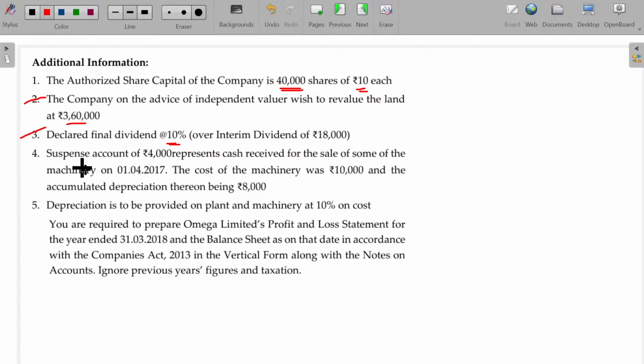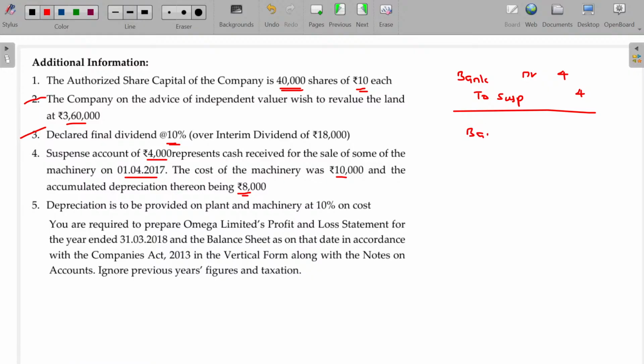Okay. Suspense account of 4,000 represents cash received for the sale of some of the machinery on 1/4/2017. The cost of the machinery was 10,000, and the accumulated depreciation thereon was 8,000 rupees. What does it mean? One of the machineries was sold for 4,000 rupees. Immediately they recorded that as money received. So the entry was bank account debit to suspense account, the value being 4,000 rupees. What is the correct entry?